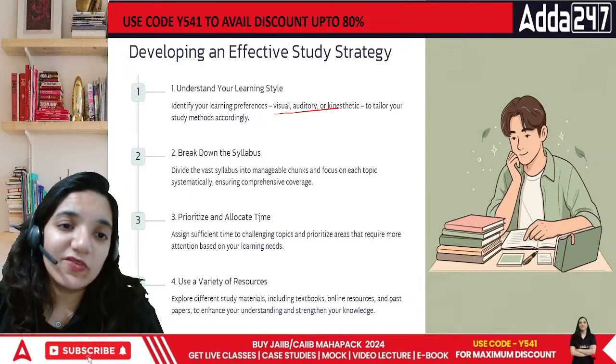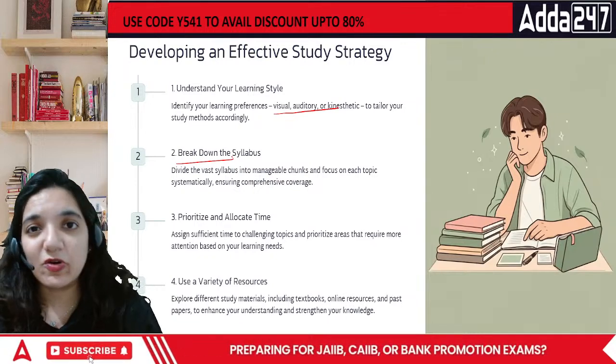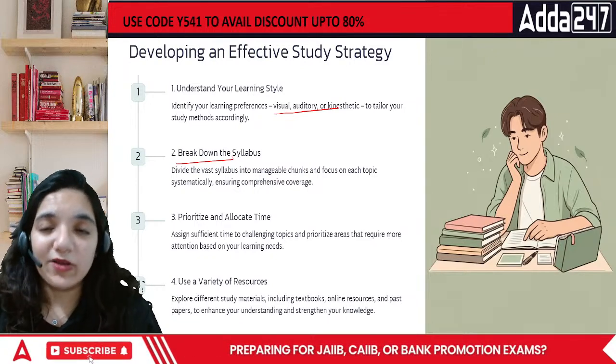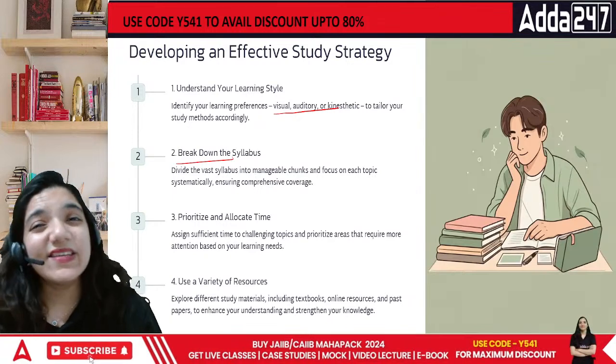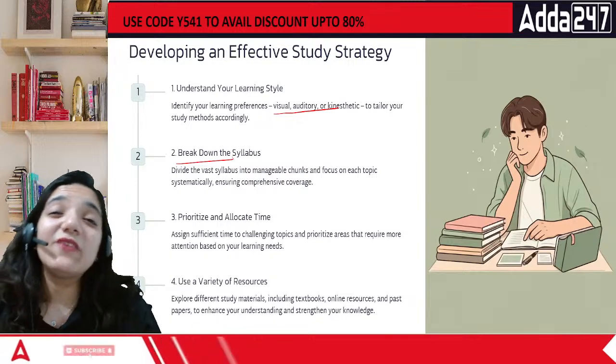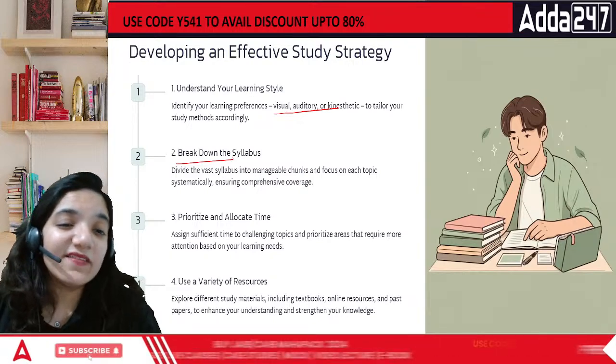And then break down the syllabus. Again, look at all the five subjects altogether, four compulsory, one optional. If I talk about our book only, I'm teaching ABFM. In terms of ABFM, you will find that more than 600 pages are there for 25 chapters, everyone. It's not easy. Then prioritize and allocate time.